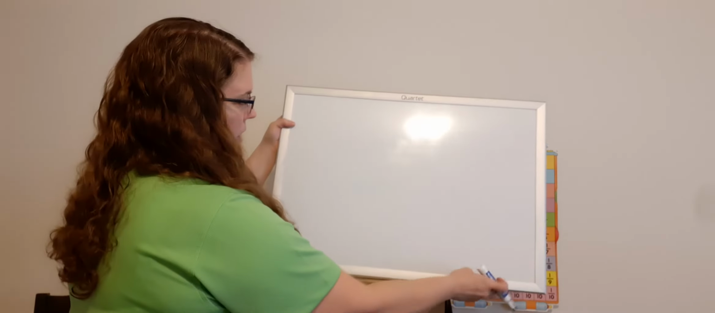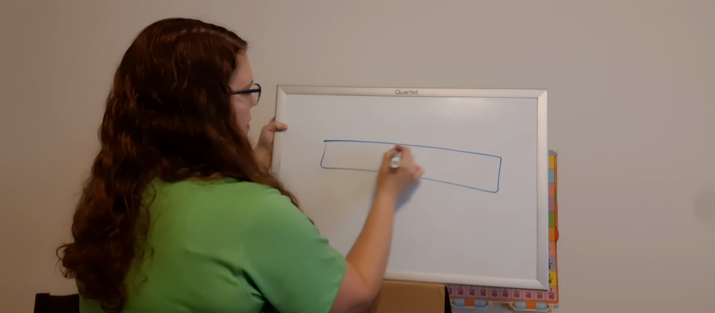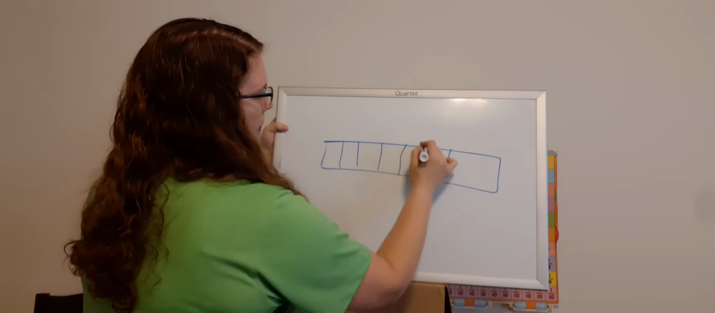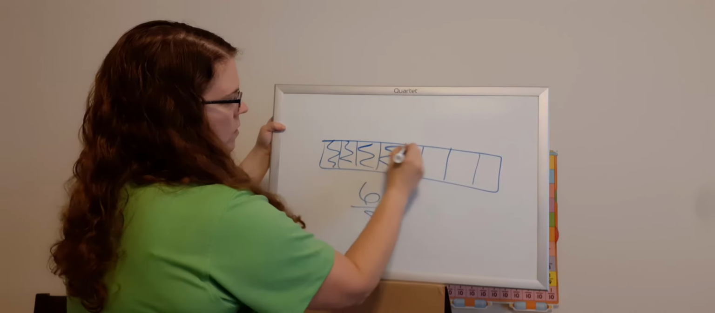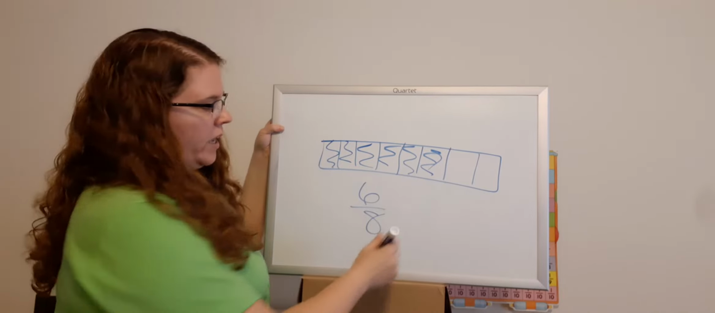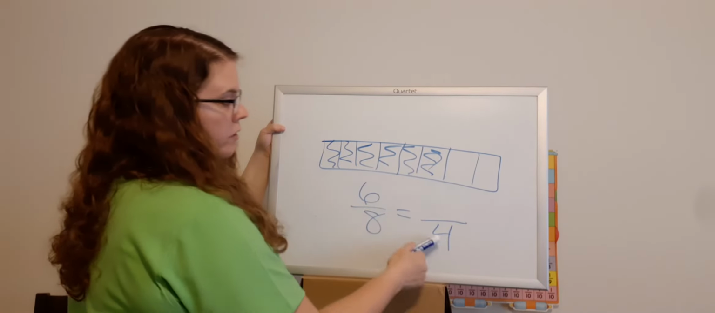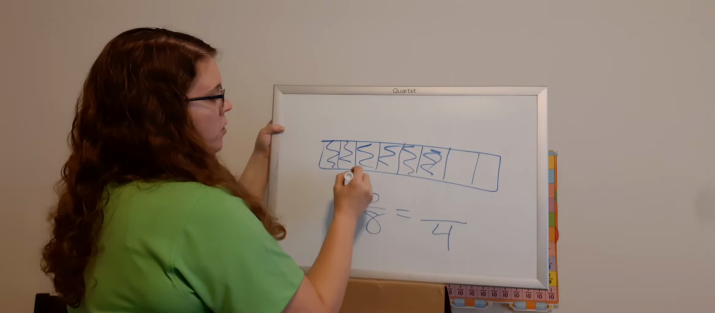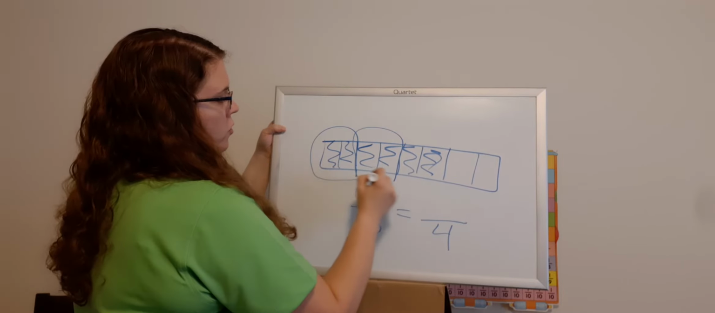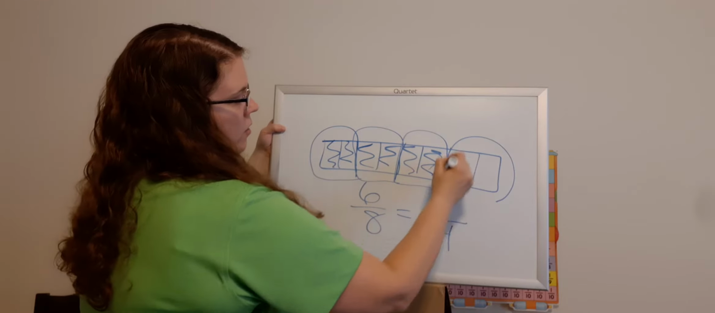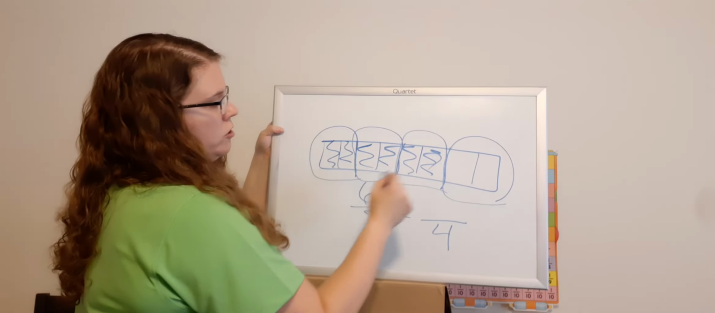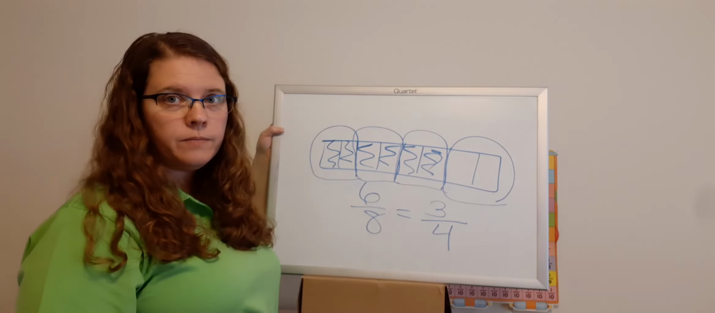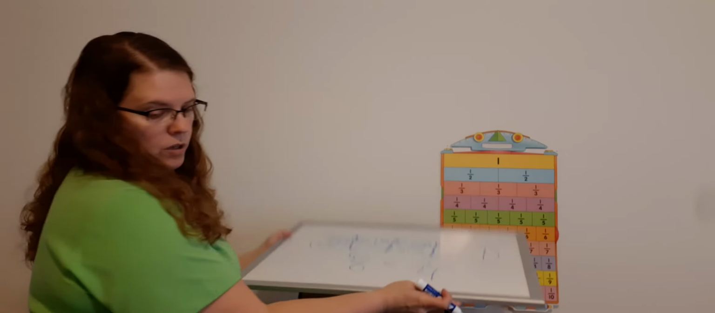All right, let's take a look at number 9. We have 8s again. Okay, and we have 6 8s. So there's your 6 8s. And we have to make it equivalent to fourths. So we need to figure out fourths. Well, we already know that we have to circle 2 8s to get to my fourths, right? 1, 2, 3, 4. How many are shaded in? 1, 2, 3 fourths. So 6 8s is equal to 3 fourths.